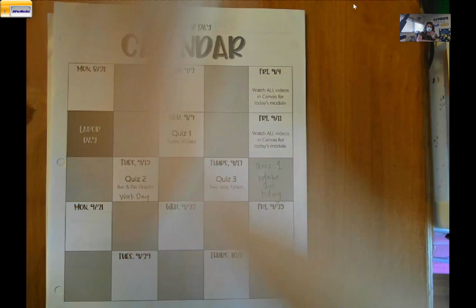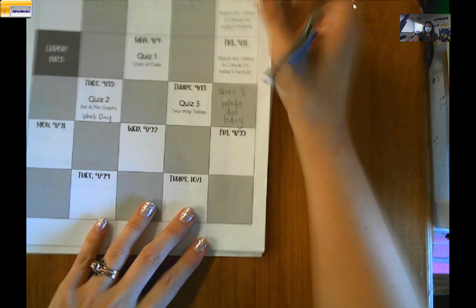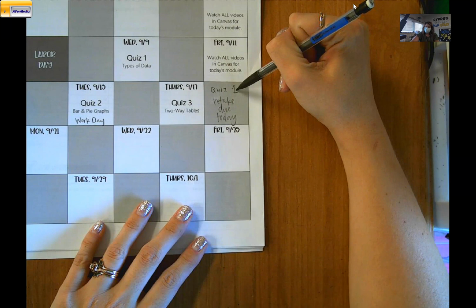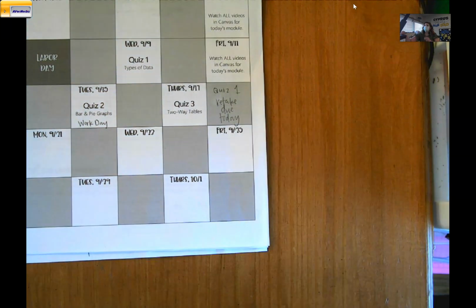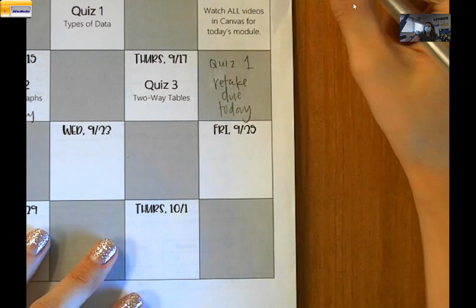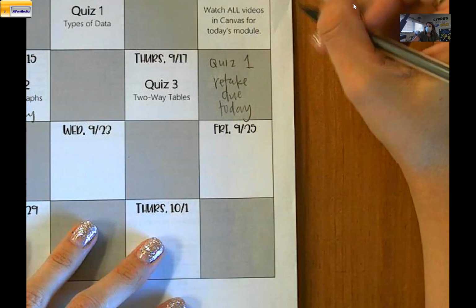Okay, family, calendar, yes? Today we did quiz 3 on two-way tables. Remember that your quiz 1 retake, if you want to do that, is due tomorrow. You can come take it during lunch or after school. You don't have to come in tomorrow. And if you need a different accommodation, just let me know.